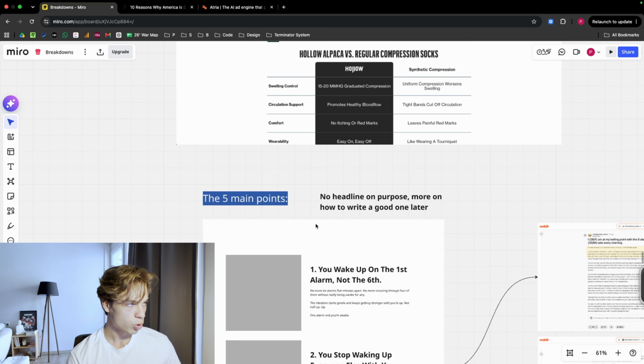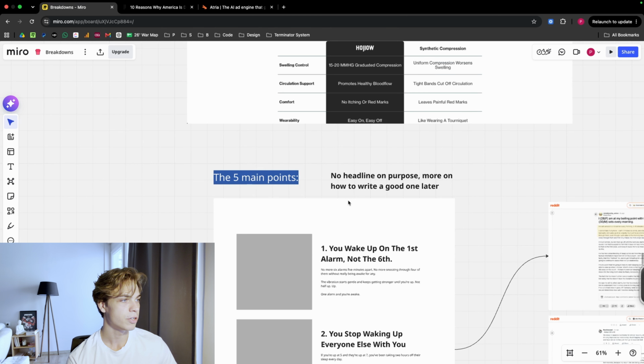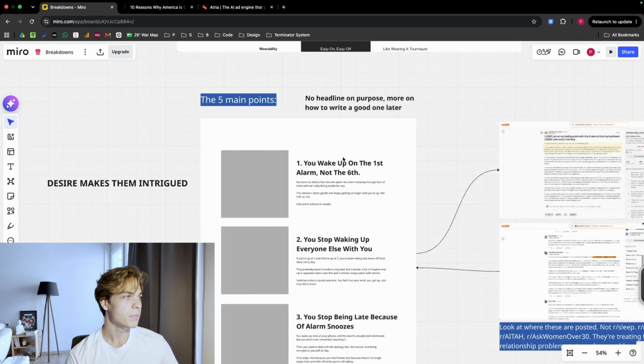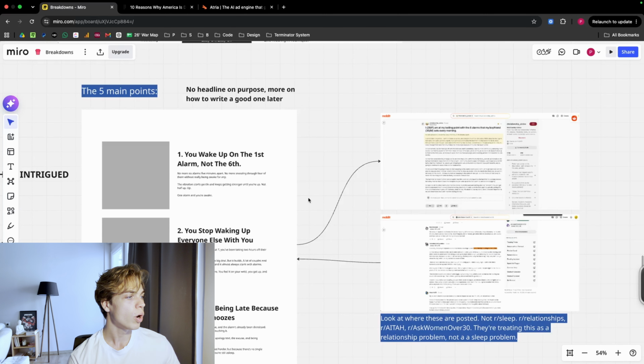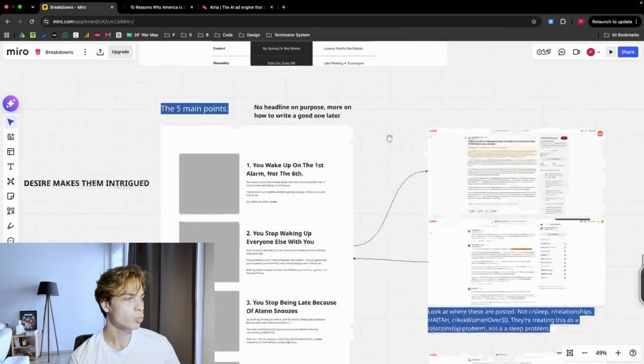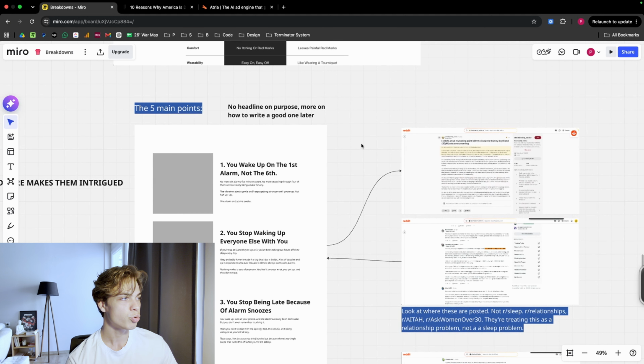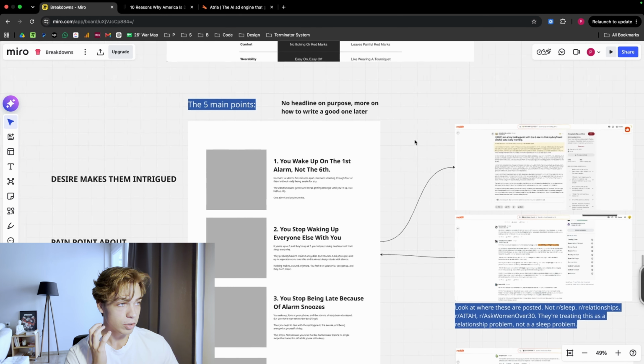There's no headline here on purpose, so I'm going to show you how to write a good headline for it later on. So there are basically 5 main points. And now, how are you actually going to figure out what to write on this page, right? You are going to do this by doing research. And I did this myself.